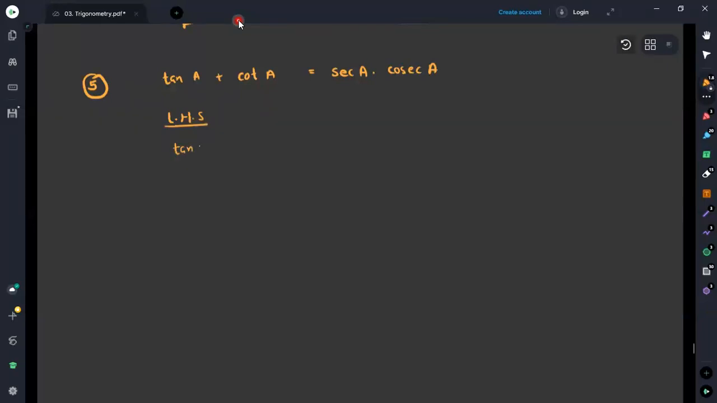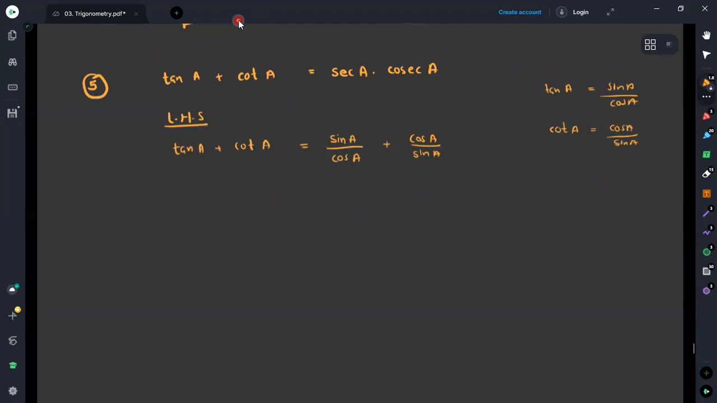First I will write tan A plus cot A. Using the quotient identities, tan A is equal to sine A divided by cosine A, and cot A can again be written using the quotient identities as cosine A divided by sine A. What I have done is use tan A equals sine A divided by cosine A, and cot A is the reciprocal of this, cosine A divided by sine A.